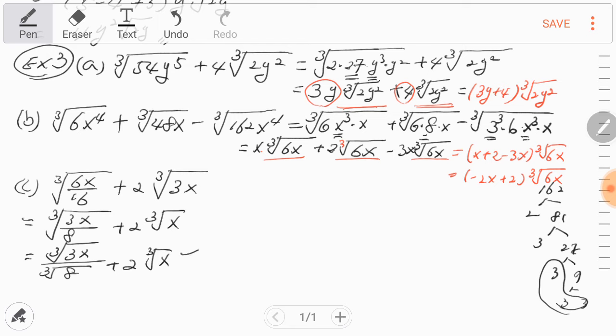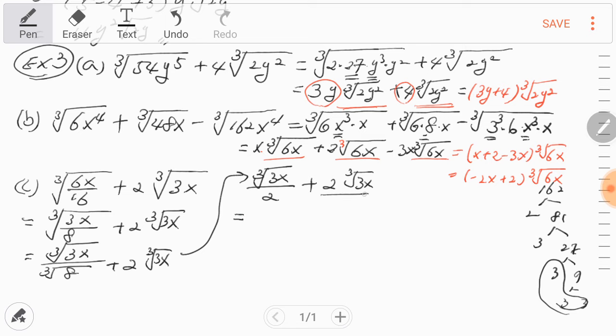Okay, let me go to the right. Then the denominator is cube root of 8, which is 2. So cube root of 3x over the denominator 2, and then plus 2 times cube root of x. This is 3x, sorry, this is 3x, right? Cube root of 3x.